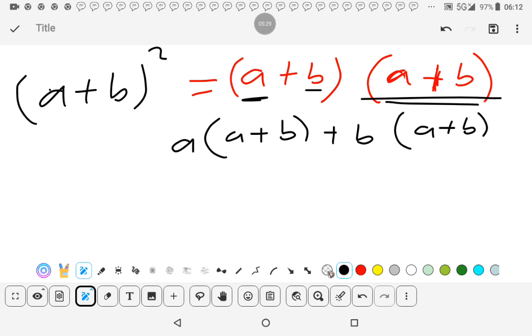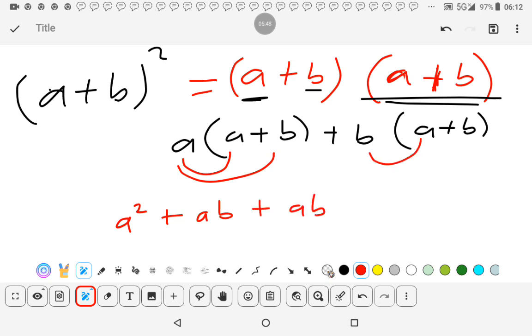Then you now expand. a times a will give you a square, and then a times b will give you plus ab. Then b times a will give you plus ab. Then b times b will give you plus b squared.